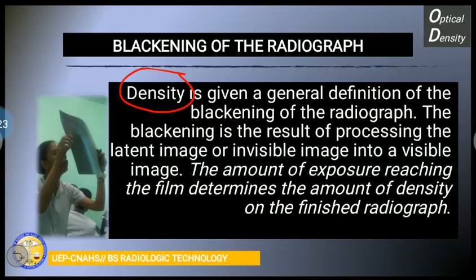The blackening is a result of processing the latent image, or the invisible image, into a visible image. The amount of exposure reaching the film determines the amount of density on the finished radiograph. You might think, what if the X-ray film were all white? It would be impossible for us to see the details of the image. That is why we emphasize again the importance of the color black, especially in radiography.